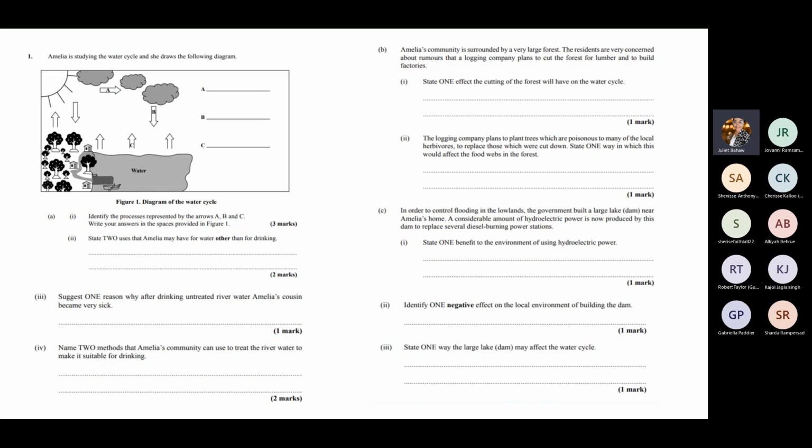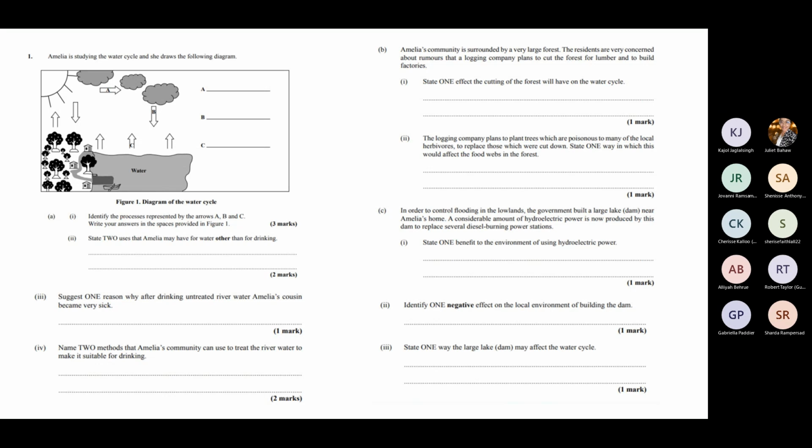All right, so let's correct. Number one. Amelia is studying the water cycle and she draws the following diagram. Part one, identify the processes represented by the arrows A, B, and C. All right, so Kajal, what are the processes A, B, and C? Condensation, precipitation, and evaporation.